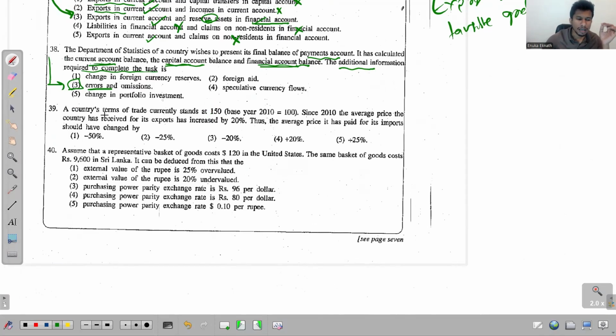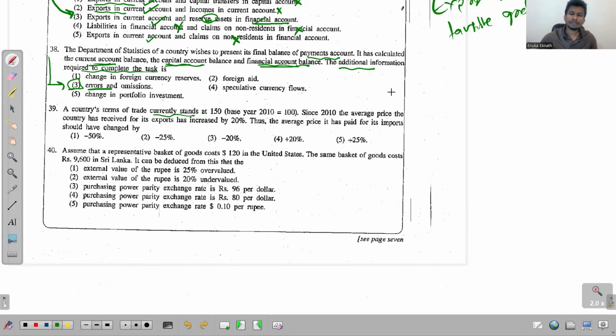In question 39, country's terms of trade currently stands at 150. See that now, currently stands at 150. So that's the current value. So if you just look at the increased amount, base year 2010 and there the value is 100. Compared to that base year 100, this has increased by 50% and currently it stands at the level 150. So in this year, we can take that value to be 150. This is not the increased amount. It stands at this level compared to the base year value.